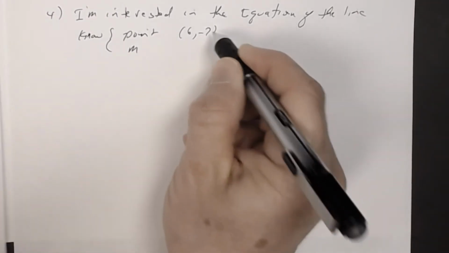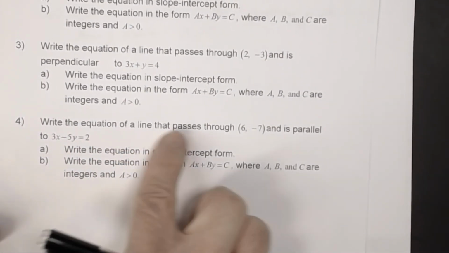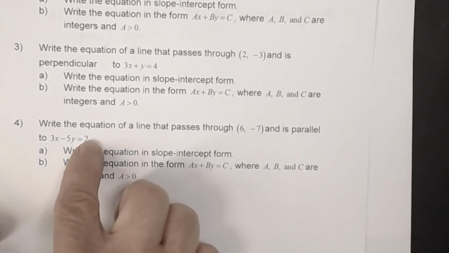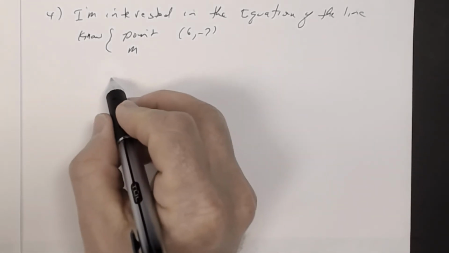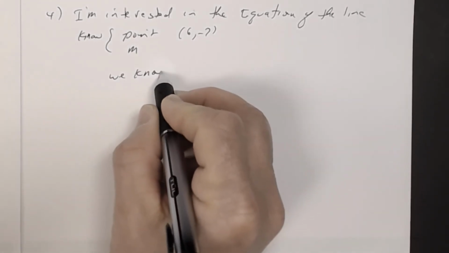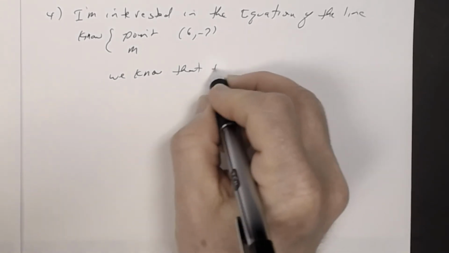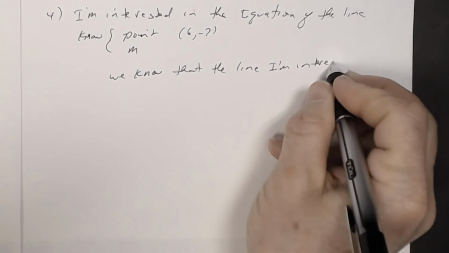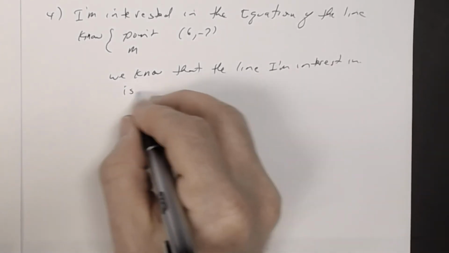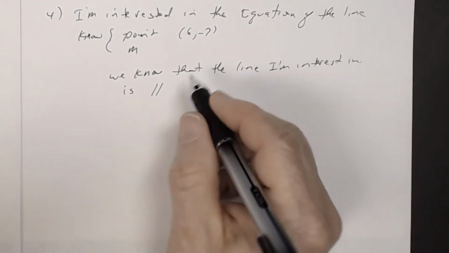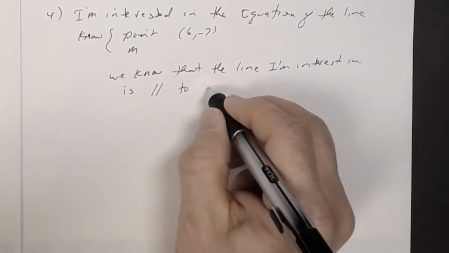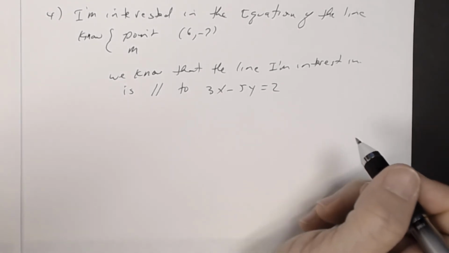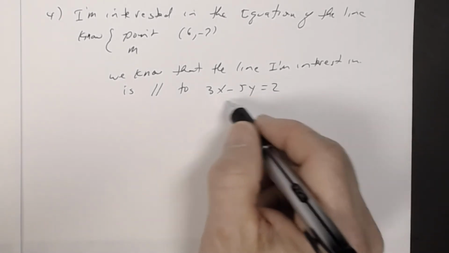The problem, though, is you're not told exactly what the slope of that line is, but you are told that it's parallel to this line. Okay, so we know this. We know that the line I'm interested in is parallel, I'm going to use the symbol for parallel, to 3x minus 5y equals 2. And so I need to find the slope of this line.